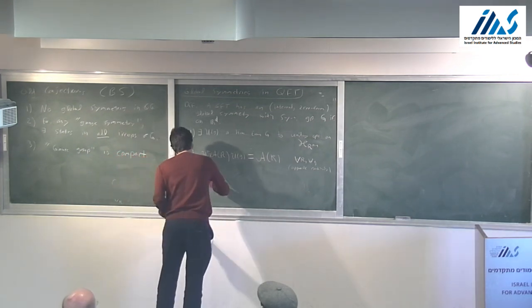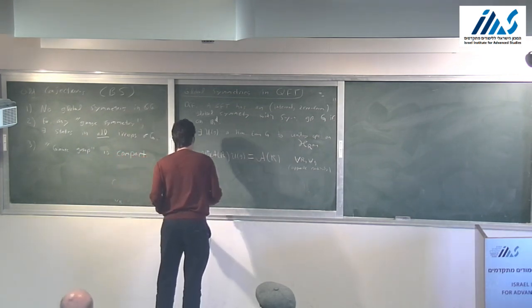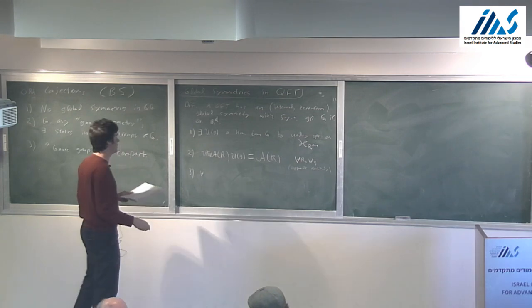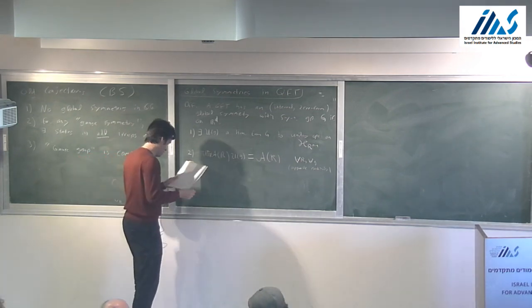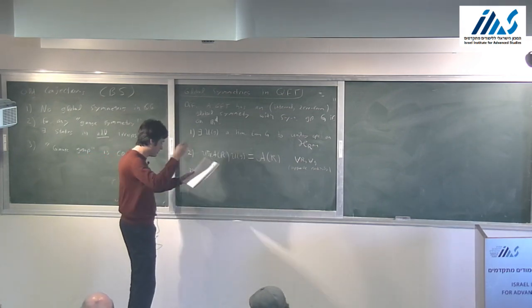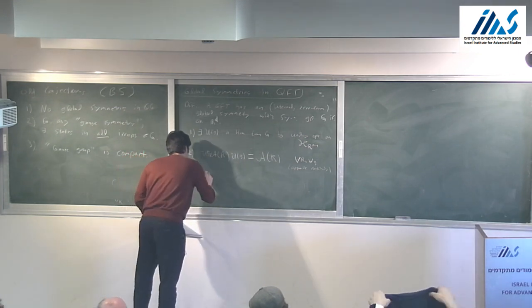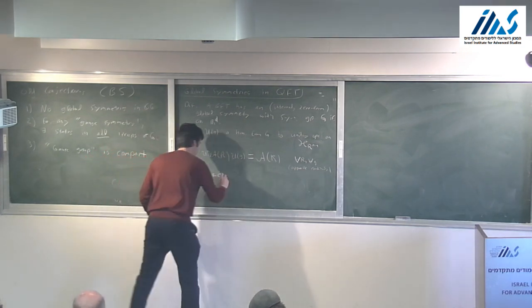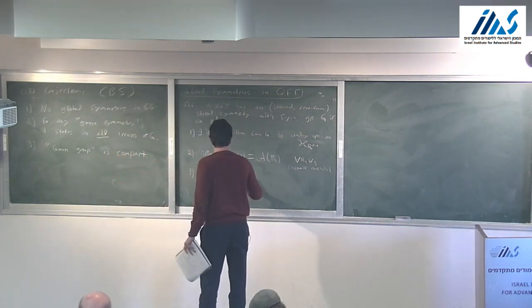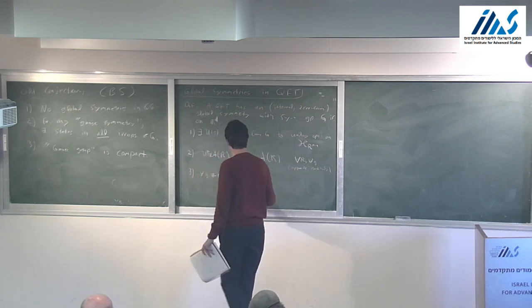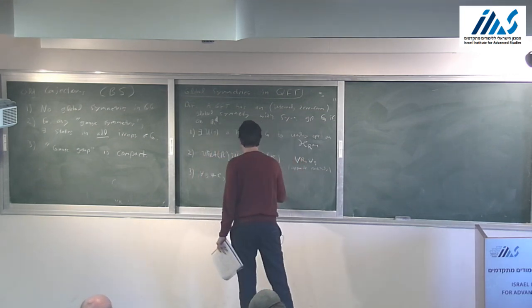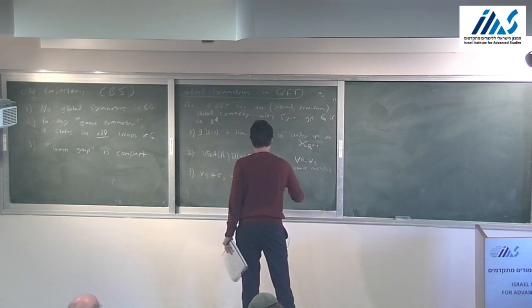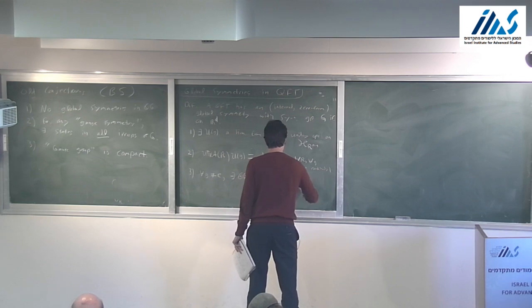Third, so far I haven't said how we know what the group is. You have to say something about the group acting non-trivially. So here's what I'll require: for all G not equal to the identity, there exists a local operator O of X such that U dagger of G, O of X, U of G, is not equal to O of X.